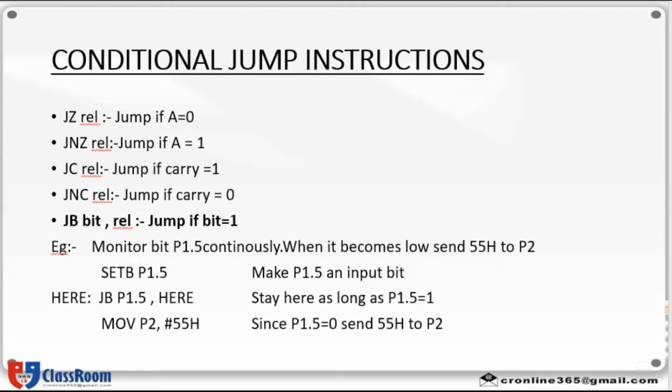Then fifth jump instruction is JB bit comma relative. JB means jump if bit equal to 1. J means jump, B means bit. Jump if bit is equal to 1. If bit is equal to 1, then jump to the particular address location. JB bit comma relative means if bit is equal to 1, then jump to the particular address location.